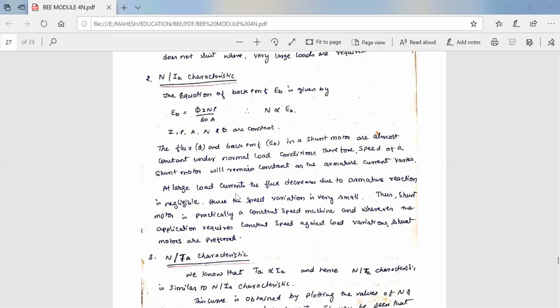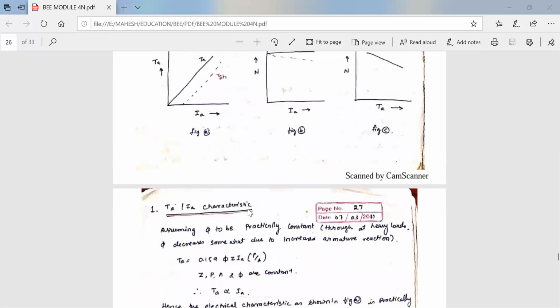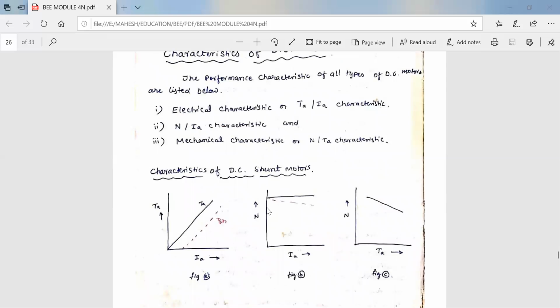At large load currents, the flux decreases due to armature reaction. It is negligible, meaning only a small variation in the flux is observed. Hence, the speed variation is also very small. So that's why the shunt motor is practically a constant speed machine. What we can observe is that the flux in a DC shunt motor is almost constant, so very small changes will occur, and the change in the speed is very small. Here you can see in the dotted lines, the speed variation is very small as the current changes.